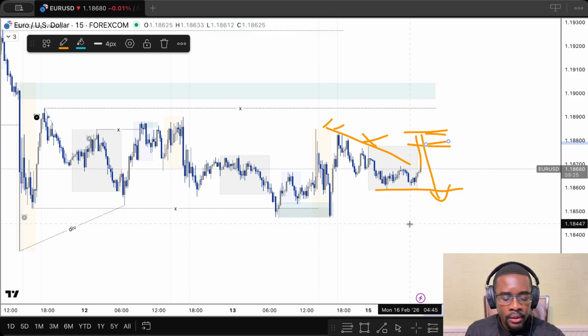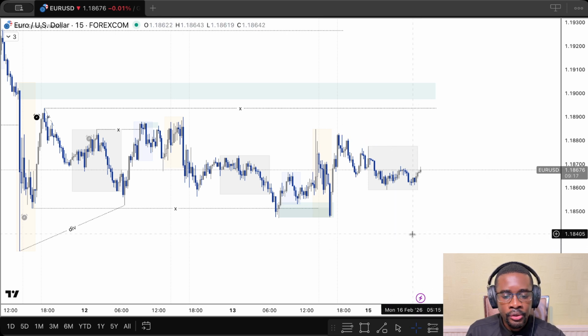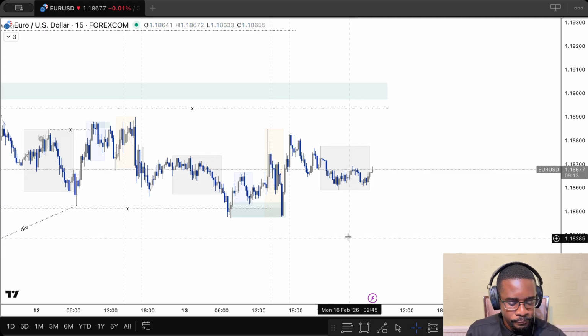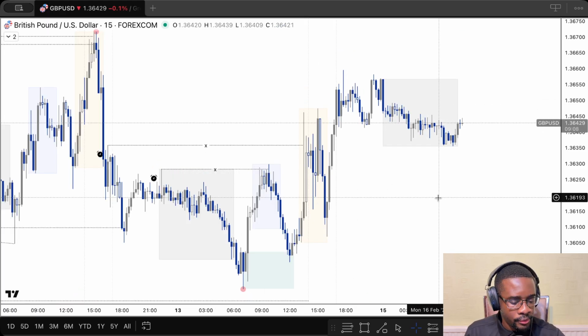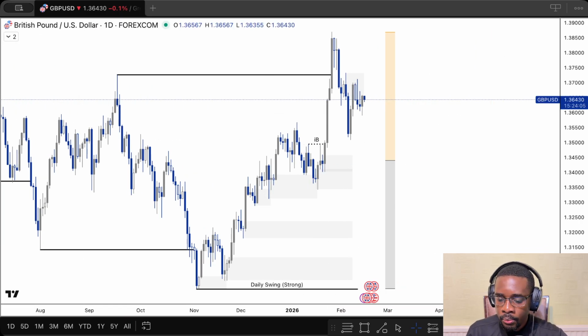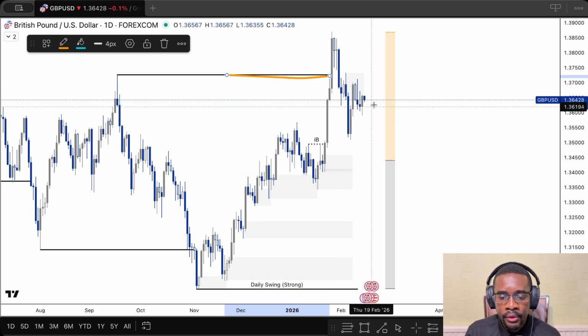But for the most part, I think for this channel, I'll stick to just doing the general analysis, general outlook from the daily to the 1 hour. All right. So looking at the pound dollar, we do have a break of structure. So kind of a similar thing.